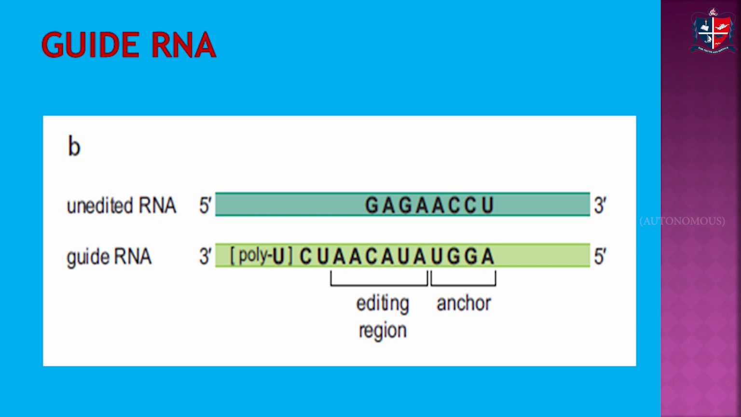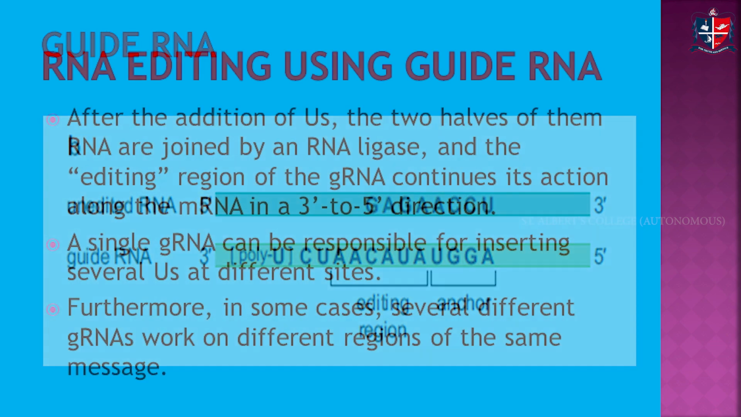The second region is the editing region. Editing region is mostly composed of adenine residues. Opposite to these adenine residues, the uridine residues are added to the targeted RNA. And towards the 3' end, there are polyuridine rich sequences that help in base pairing or interacting with the purine rich sequences in the unedited RNA. So these are the 3 different regions in guide RNA: anchor portion, then editing region, and the poly-U rich region.